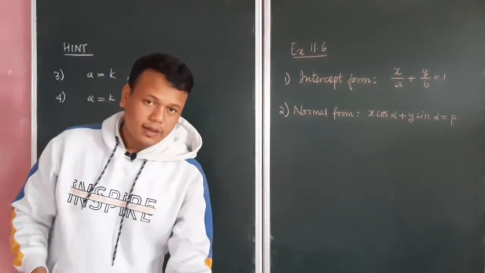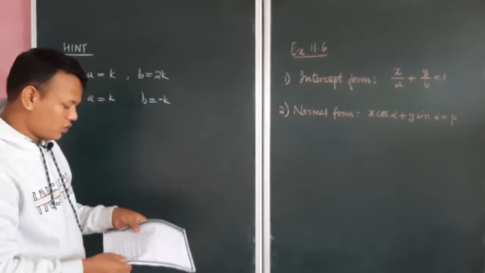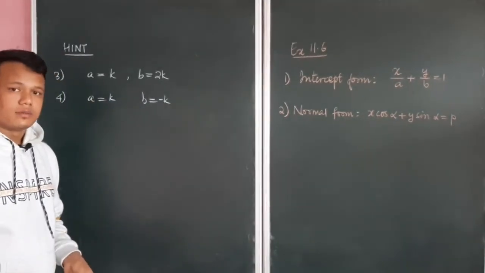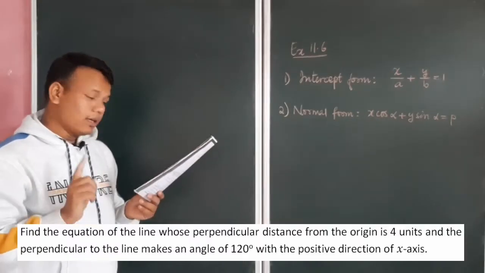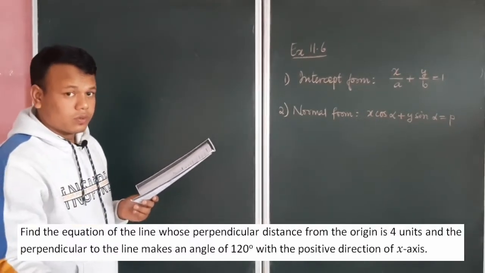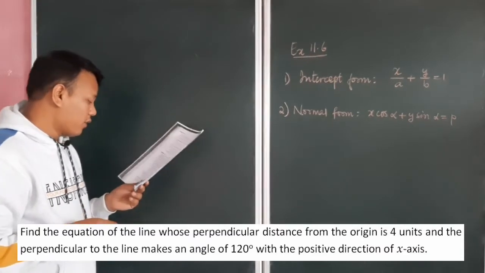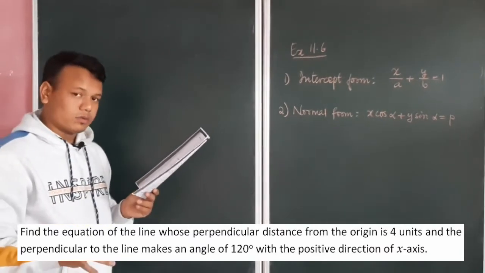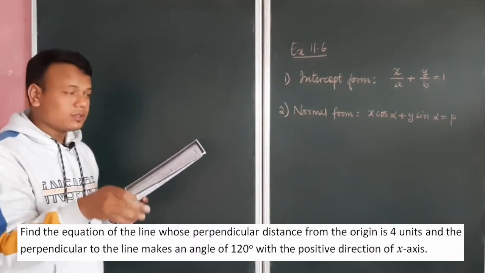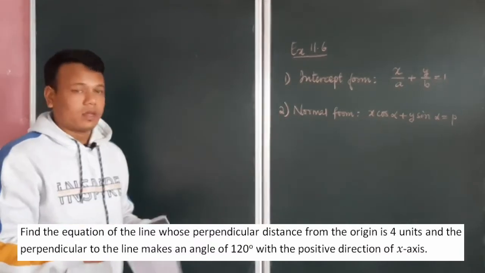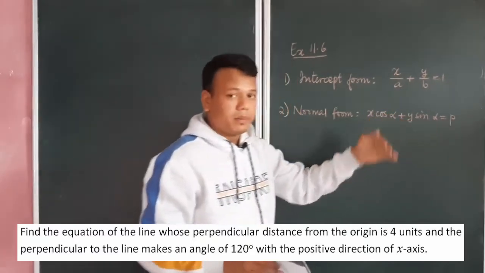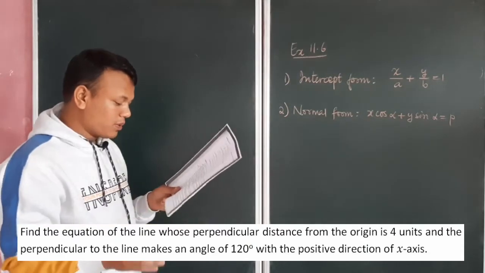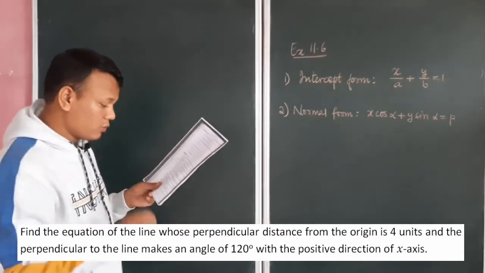For question number 5, the hint is already given, so I am not going to touch that question. You may pause the video to note down the hint. From question number 6, I am taking question 2. Find the equation of a line whose perpendicular distance from the origin is given. Since it is perpendicular distance, we are going to the normal form, where P stands for the perpendicular distance from the origin, which is 4 units.